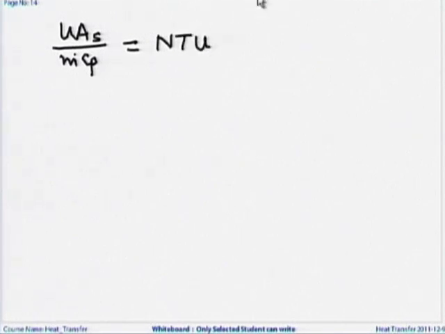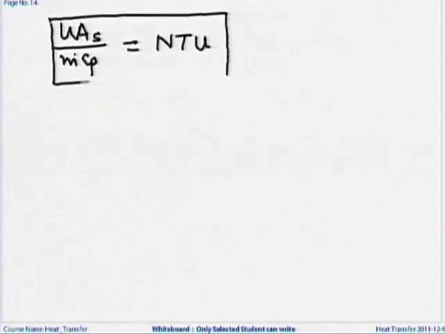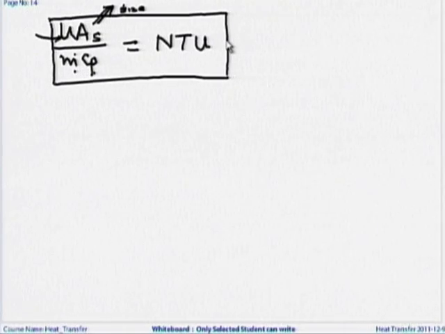So, I can write UAs by m dot Cp as nothing but NTU, number of transfer units. What is this transfer units? Are there some 15 units? No. What we are saying is this is a representation of the physical size of the heat exchanger. This is related to the flow which is given to us, a flow related quantity. This quantity is a size related quantity. Size gets embedded in this A term. So, larger the NTU, larger is the dimension, or larger the dimension, larger is the NTU.